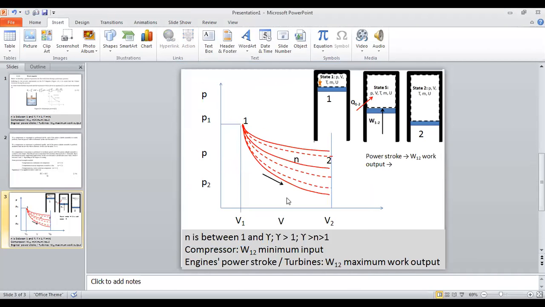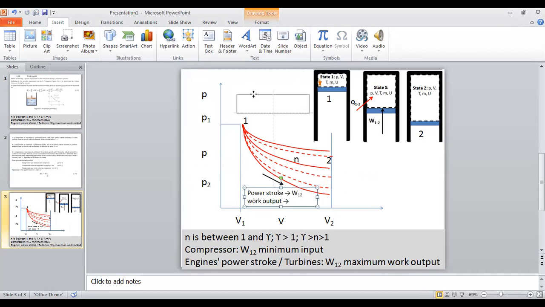So you can see a direction of it. Okay, that's it. This is a power stroke, and real work output is here. Okay, this is a power stroke. Put it here.